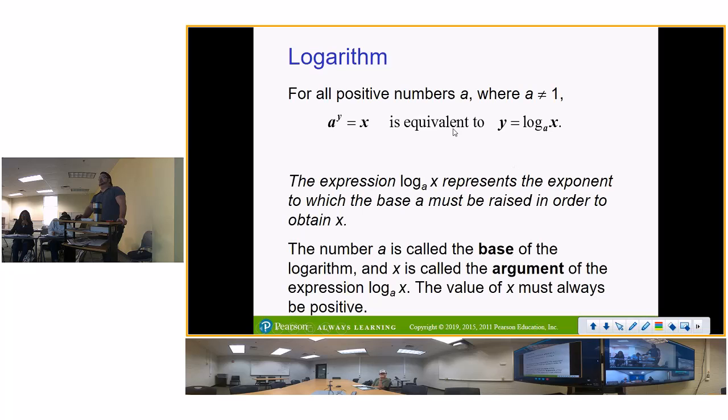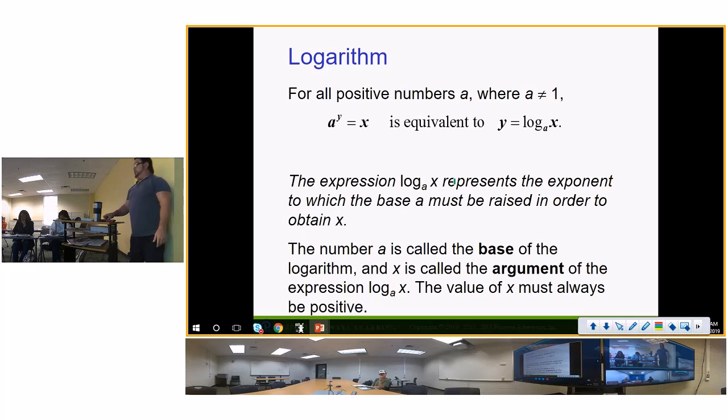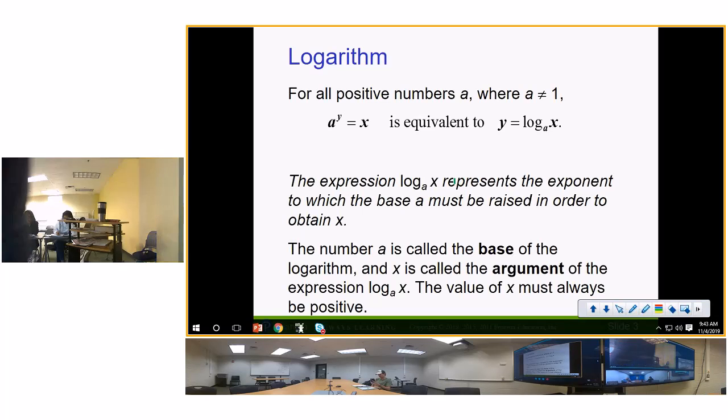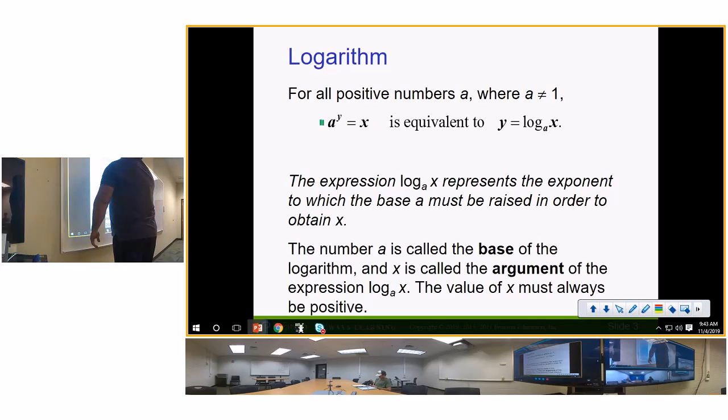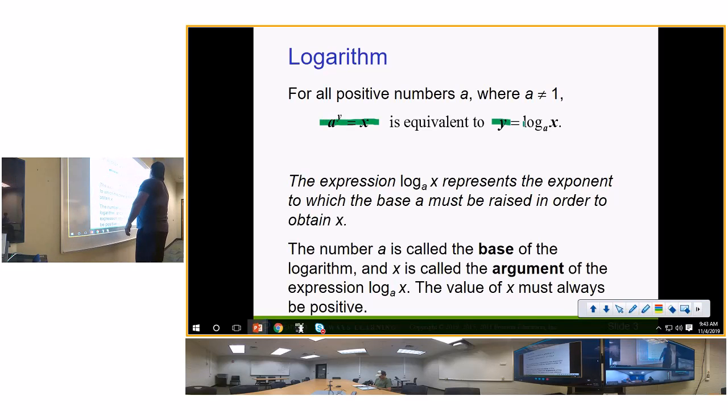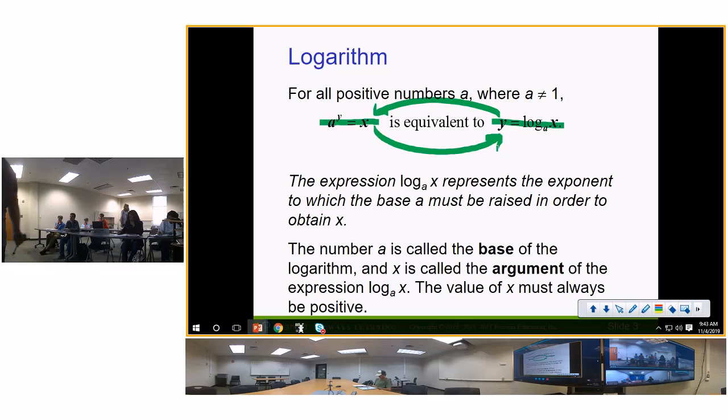Here is the definition. I've already told you this, but I'm going to highlight it again. It's the very first rule on your card that I told you to copy down. This is called the definition of a what? Logarithm. I can write a logarithm as an exponent, or I can write an exponent as a what? Log. So make sure you know how to do that.